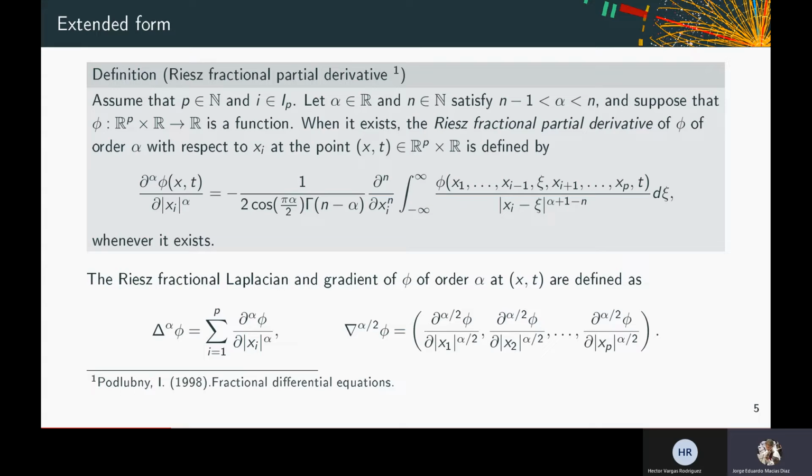Okay, so in this work, we're going to consider a fractional extension of the Higgs boson equation into the de Sitter spacetime. The fractional derivatives are going to be understood in the sense of Riesz. This is the definition of the Riesz fractional derivative of function phi of order alpha. We are going to define the fractional Laplacian in this form, which is an extension of the usual Laplacian, and also the fractional gradient is going to be defined as this vector, which extends the definition of the usual gradient.